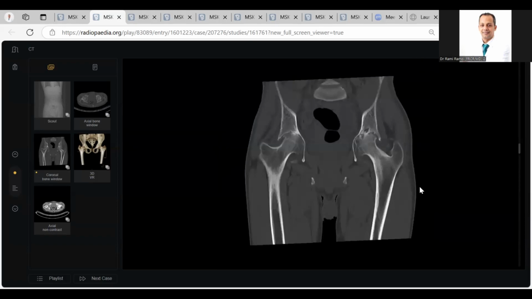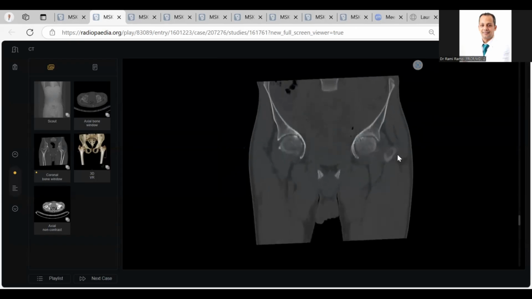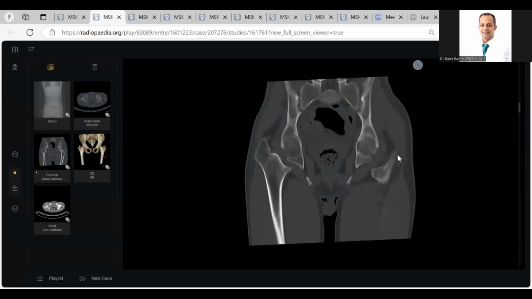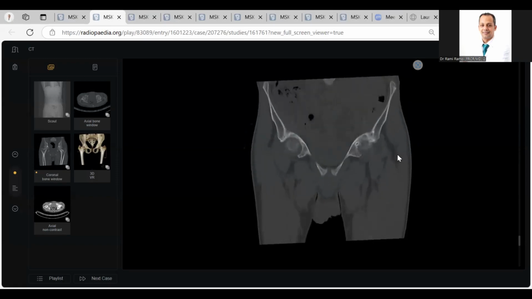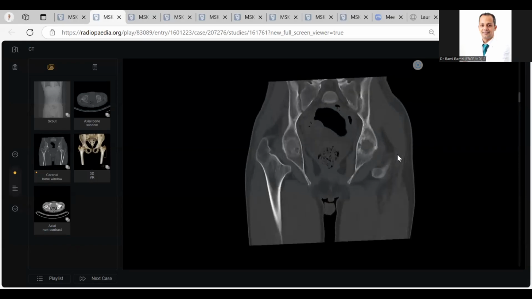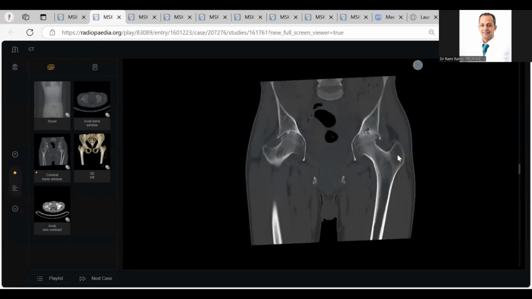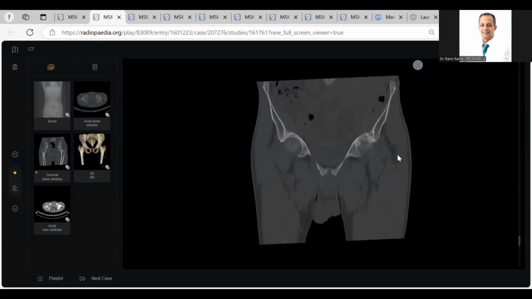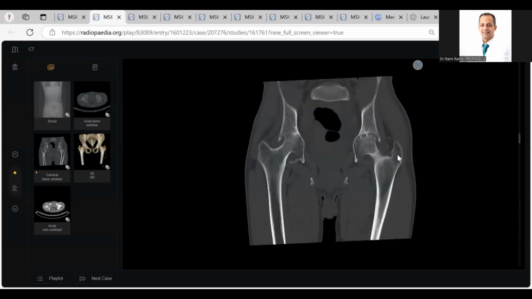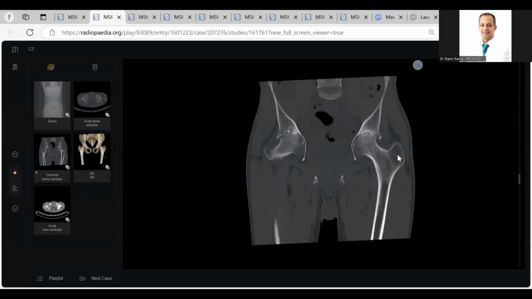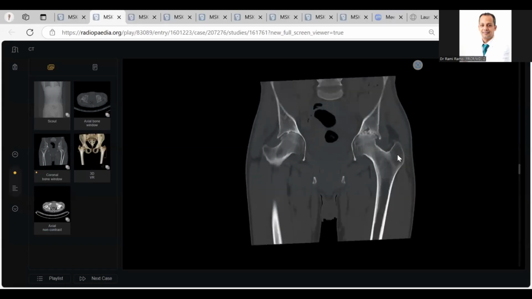Yes, this is CT, coronal view. I can see multiple lucent areas involving the left femoral head as well as the acetabulum, and the joint space is reduced. What's your diagnosis? The disease is crossing the joint and involving both the acetabulum and the femoral head. This represents stage 4 according to, I think, Patrick. What's your differential?